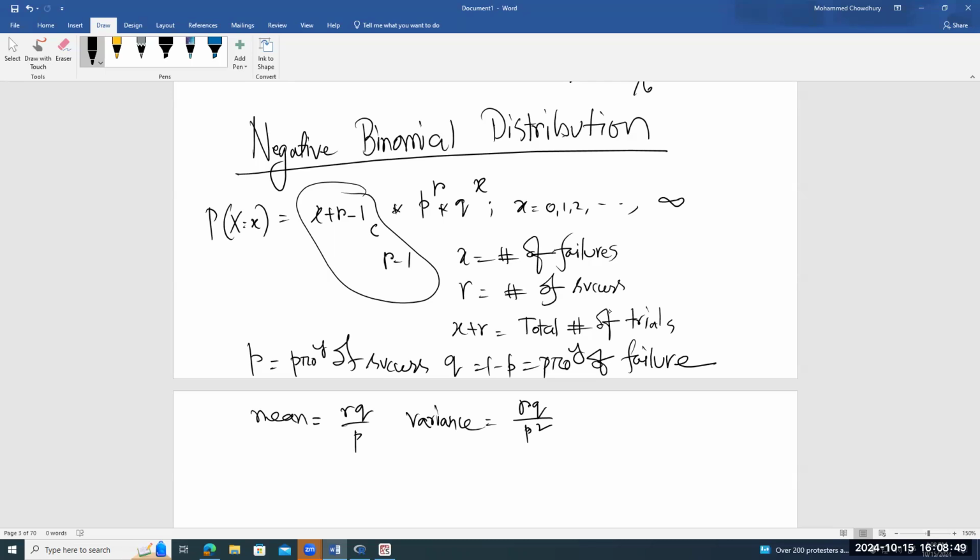Mean and variance. Question? Question what? The last line, Q equals what? Q equal 1 minus P, probability of failure. Q equal to probability of failure and P equal to probability of success.